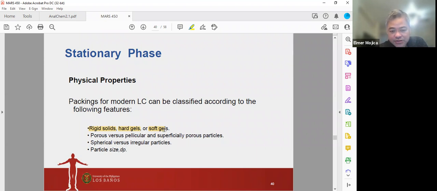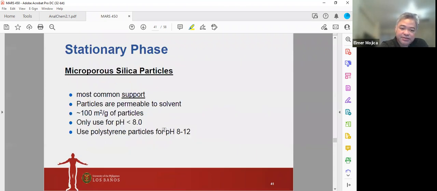You have to take into consideration the spherical versus irregular shaped particles. And then you also have the so-called particle size. Among the most common materials used as stationary phase is the so-called microporous silica particles. This is the most common support. The particles are permeable to solvent. It's around 100 square meters per gram of particles.